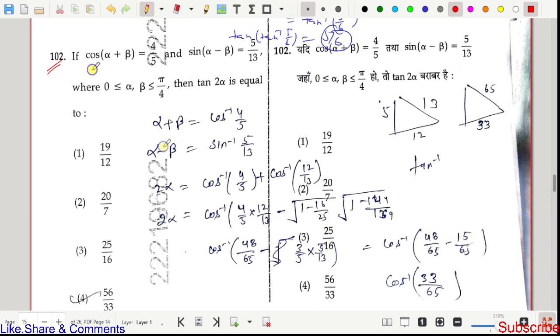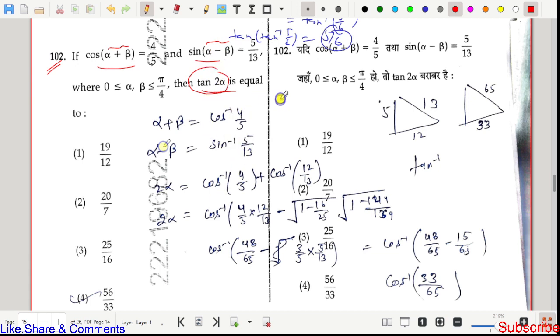102. If cos of alpha plus beta equals 4 by 5 and sine of alpha minus beta is 5 by 13, where 0 less than alpha less than beta less than or equal to pi by 4, then tan 2 alpha is equal to. So we are given these cos and sine values, and we have to find tan of 2 alpha. Now cos of what is there? Alpha plus beta, here alpha minus beta.